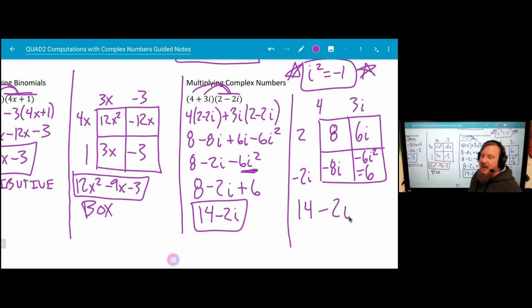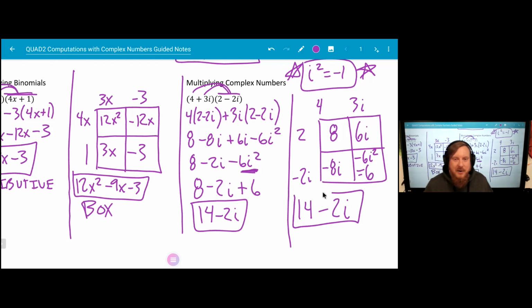So it's interesting, right? We multiply 2 complex numbers and what do we end up with? Well, it's got a real part and an imaginary part. We end up with another complex number. So if you multiply 2 complex numbers, the output is another complex number.